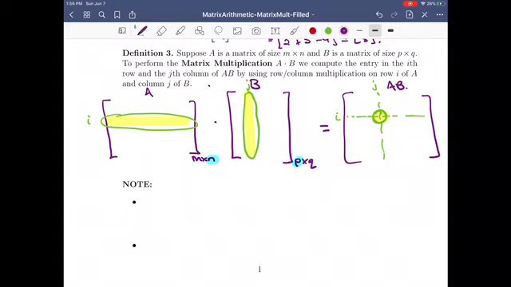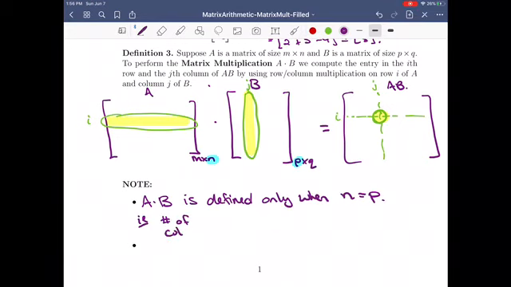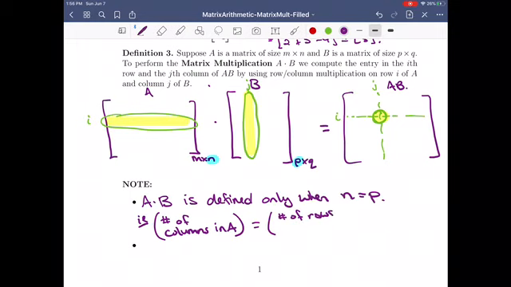Okay, so this is how we know when the product is defined. AB is defined only when n is equal to p. Okay, so that's the number of columns in A is equal to the number of rows in B.